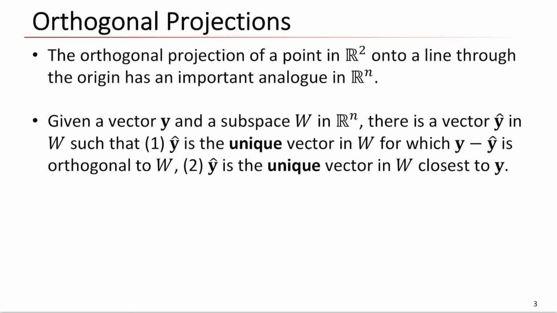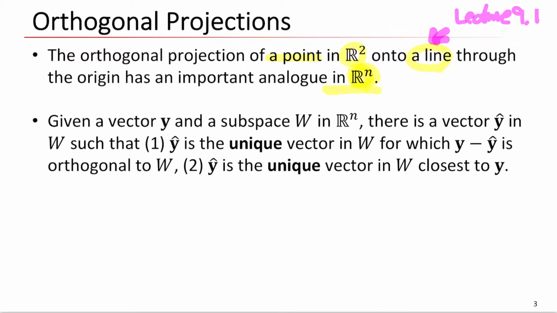Okay, let me start. The orthogonal projection of a point in R2 space onto a line was discussed in lecture 9.1. This one has an important analogy to the R^n space. So today we will extend this concept to R^n space, the general case.